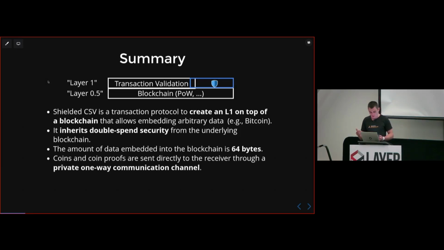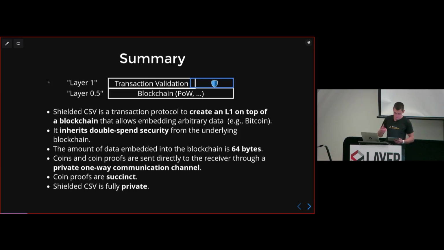Coins and coin proofs, which prove validity of the coin, are sent directly to the receiver through some one-way communication channel. And coin proofs are succinct. In particular, that means that they are constant size, regardless of the number of the overall transactions. Shielded CSV is fully private, which means that coin and coin proof reveal nothing except that the coin is valid.